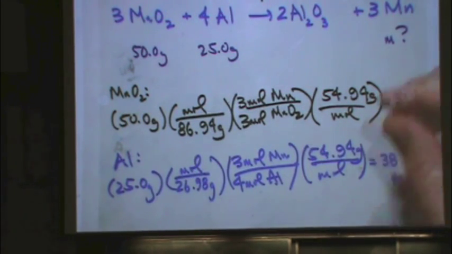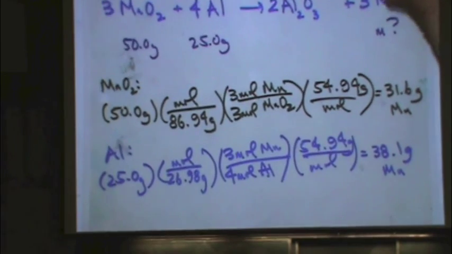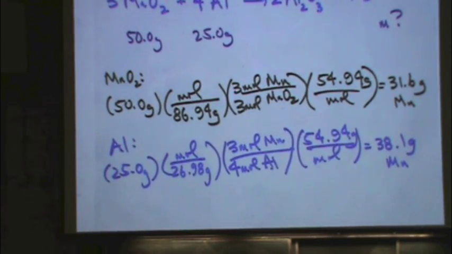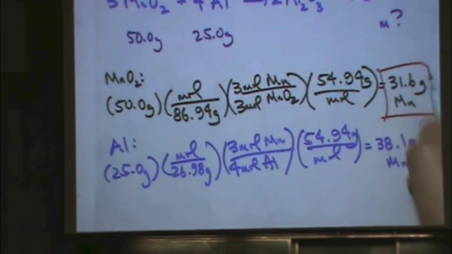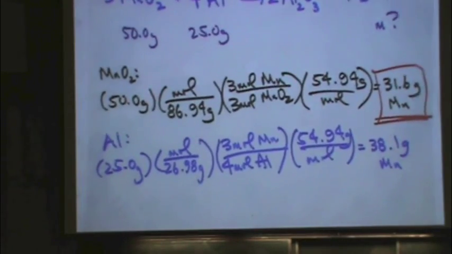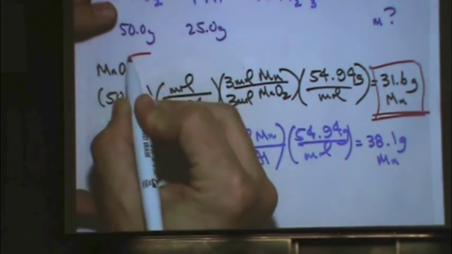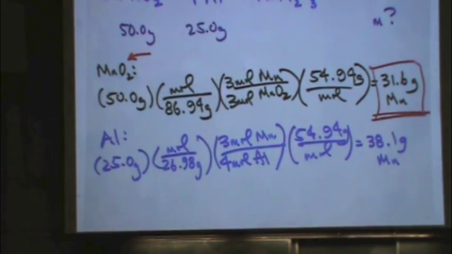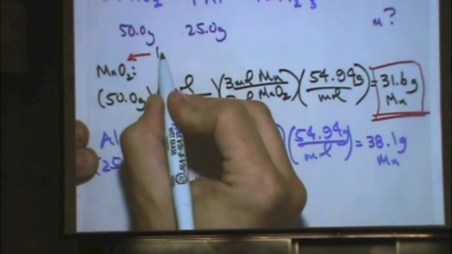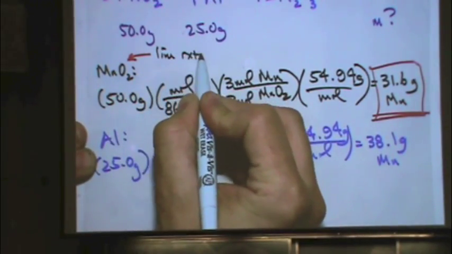Now I'm going to get a different color. Okay, which one's the correct answer, top or bottom? Top, the smaller answer is the correct answer. It's right there. Why? Because it gives the least amount. The limiting reactant constricted it. The second one assumed that we had more manganese. So the limiting reactant is this, the manganese oxide. This is the limiting reactant.